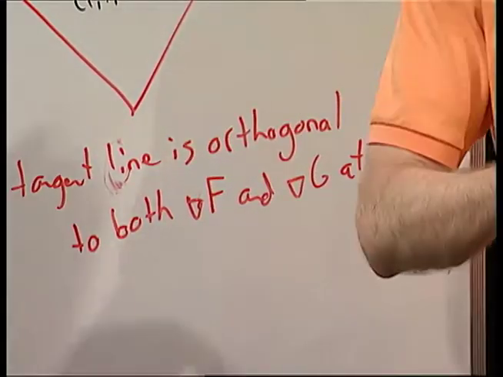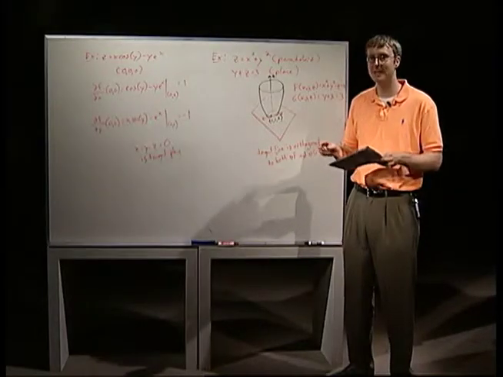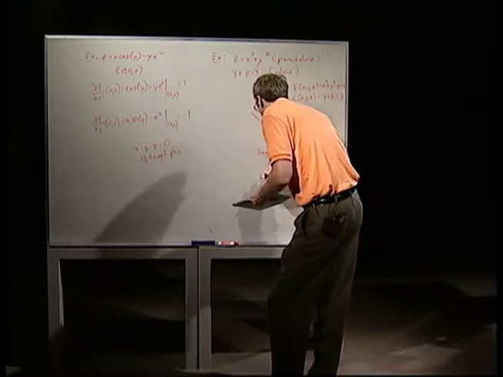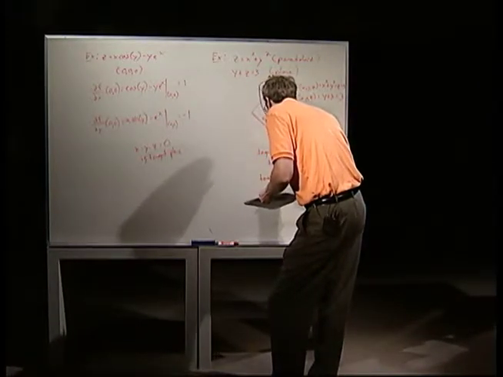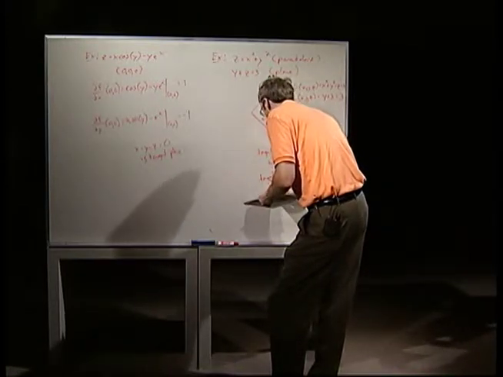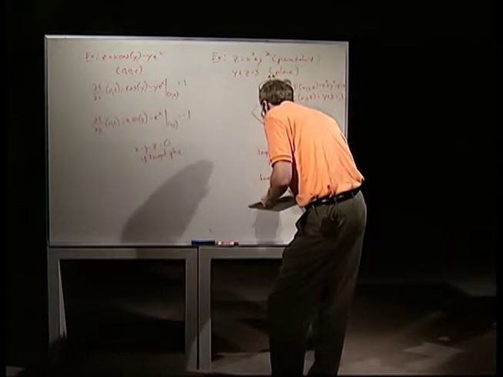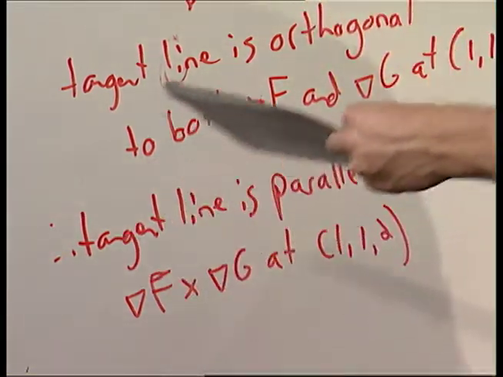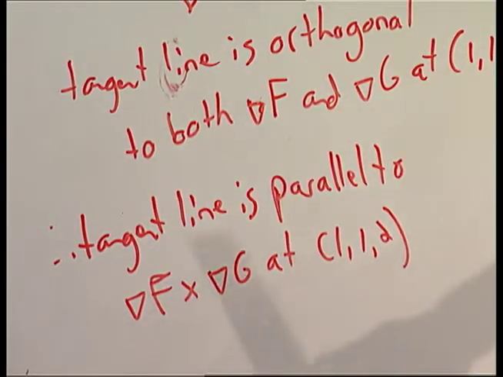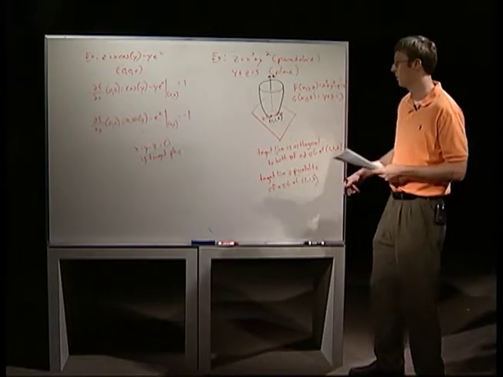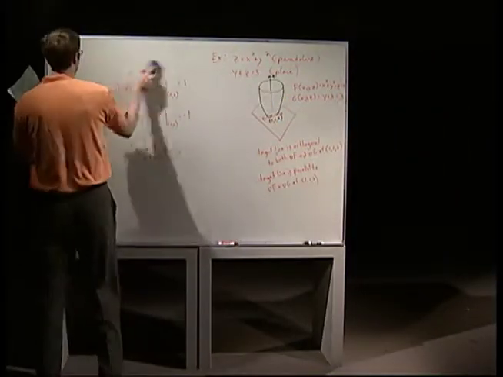If you want a vector that's orthogonal to two things simultaneously, pick the cross product. All right? Therefore, the tangent line is parallel to the cross product grad f cross grad g at the point (1, 1, 2). Right? So again, this cross product is orthogonal to both those guys simultaneously. So let's keep working over here. Let's get these gradients.